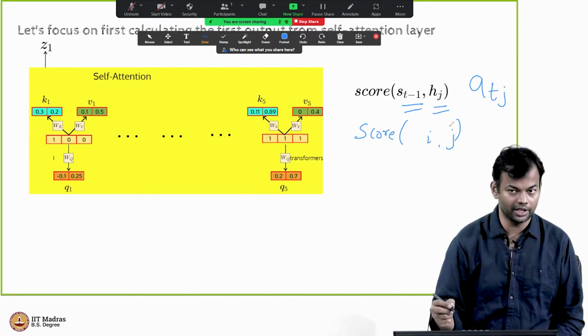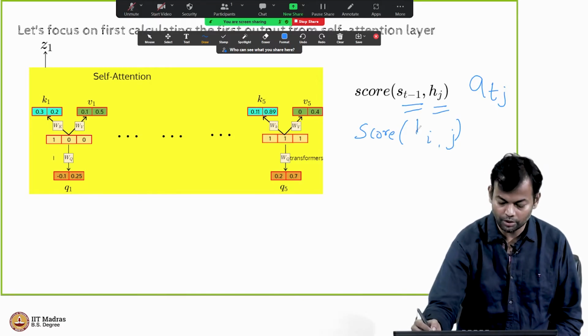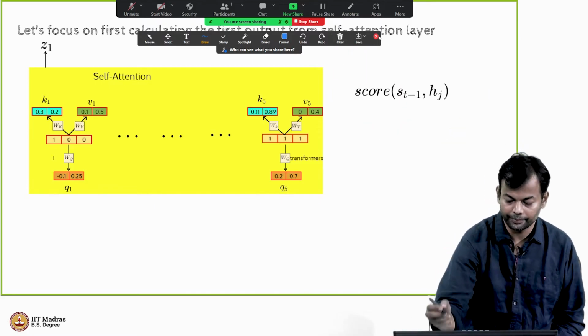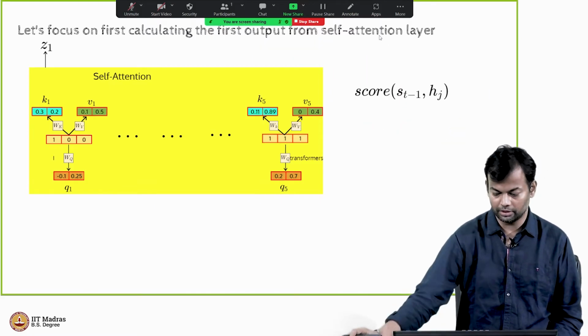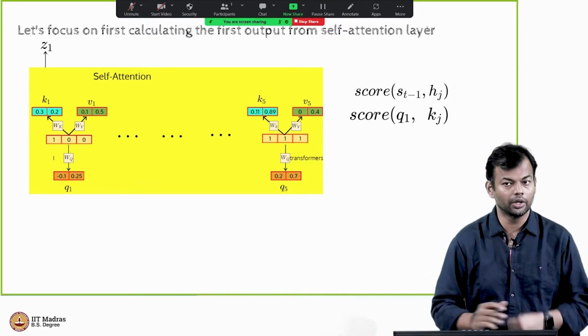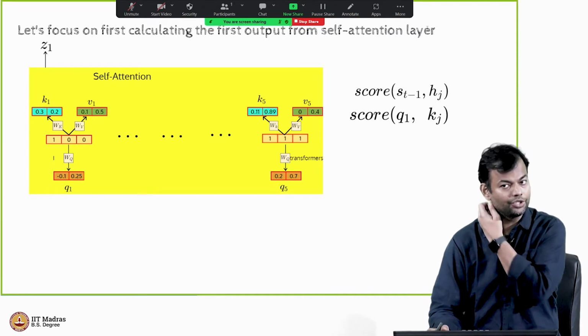The ith word and the jth word. But now what does go here? That's the question, right? So let's see what goes here. The function that I'm going to use is to compute the score between q1 and kj.